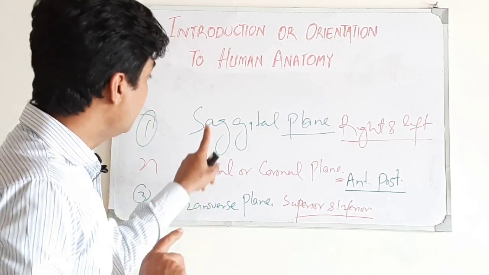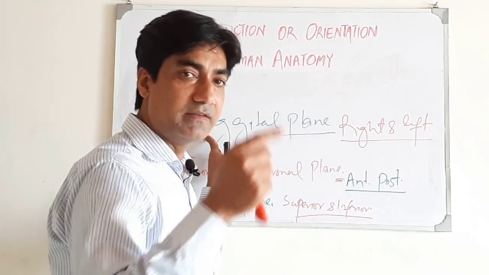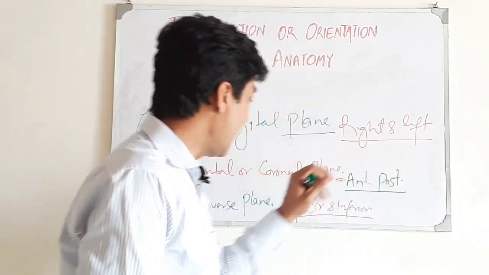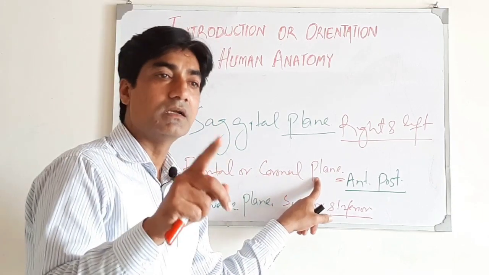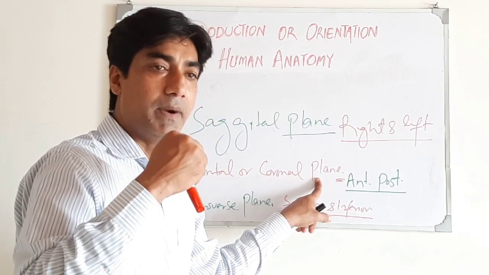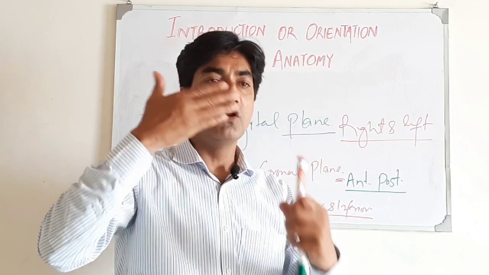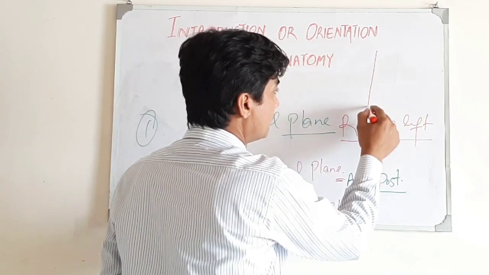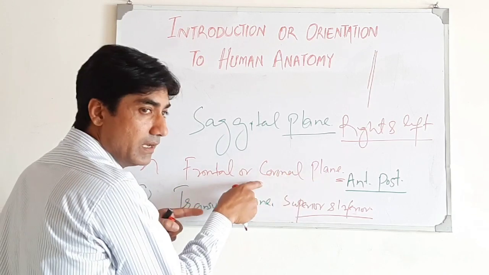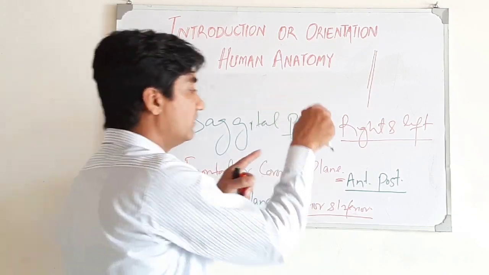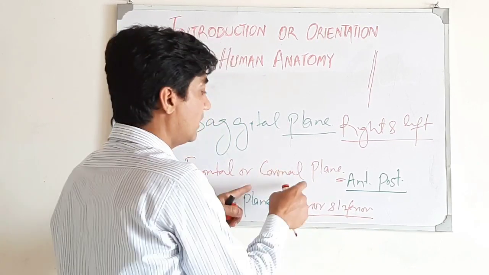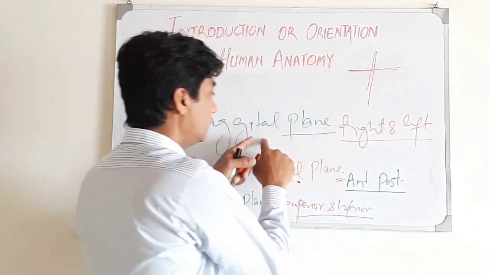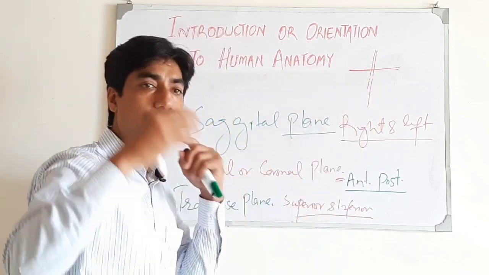In the sagittal plane, the imaginary cut is applied in the midline position vertically, and the body is divided into right and left halves. In the frontal or coronal plane, the imaginary cut is applied vertically in the midline position, but it will be perpendicular to the sagittal plane, and the body will be divided into anterior and posterior portions.